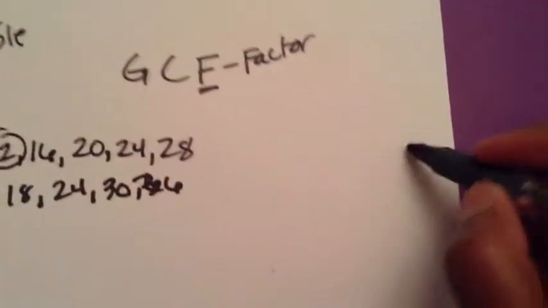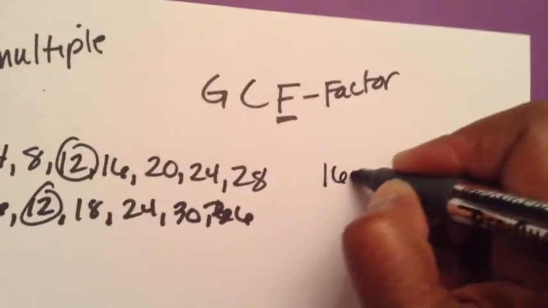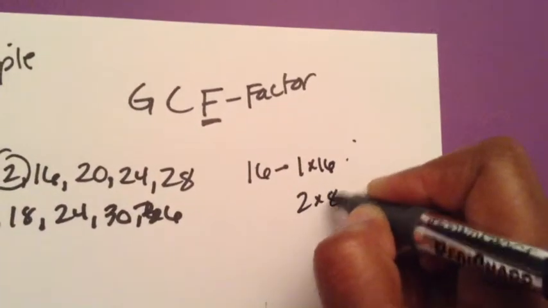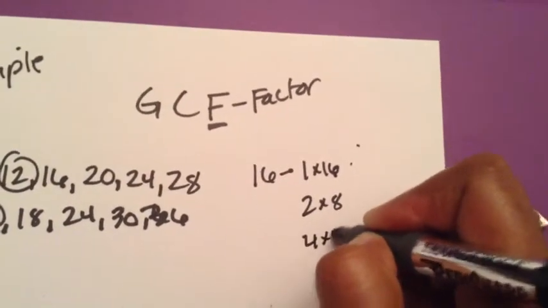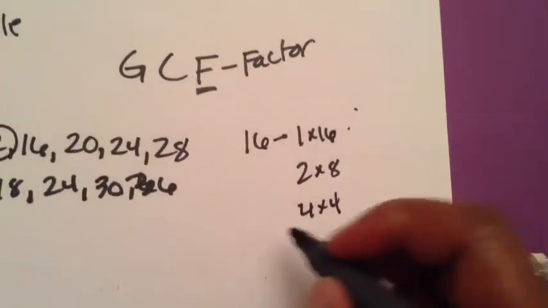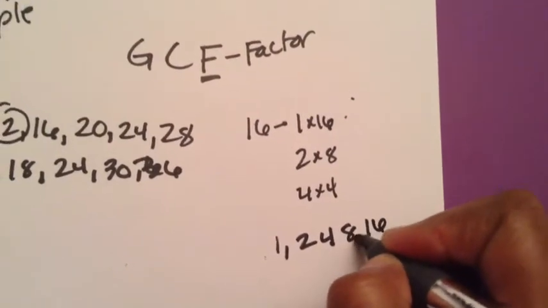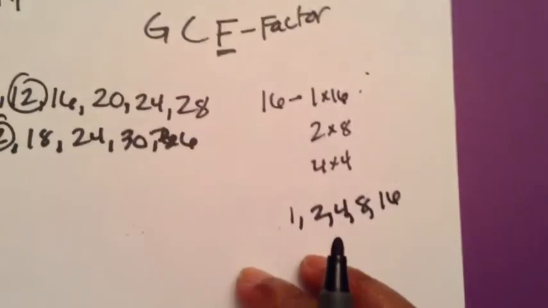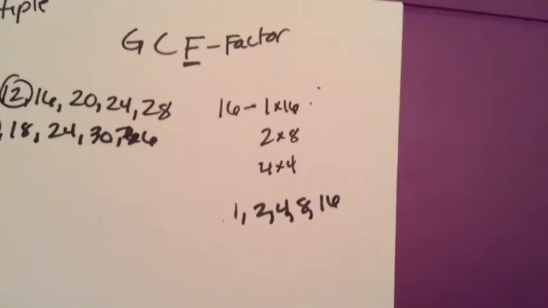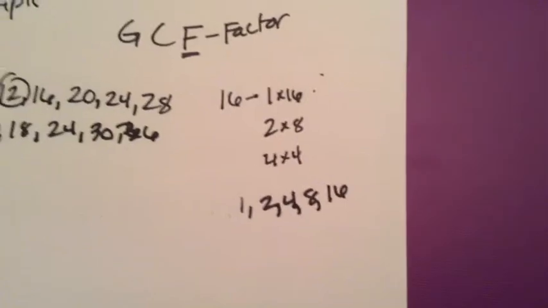Greatest common factor, you're looking for factors. So I think in class we've done this. Let's find all the factors of 16. 1 times 16, 2 times 8, 4 times 4, and those are all of our factors. So then I would write them from least to greatest: 1, 2, 4, 8, and 16. Those would be all of my factors of 16. You would then choose whichever was the greatest common factor that it had if I put it with another number. I hope this helps you today.